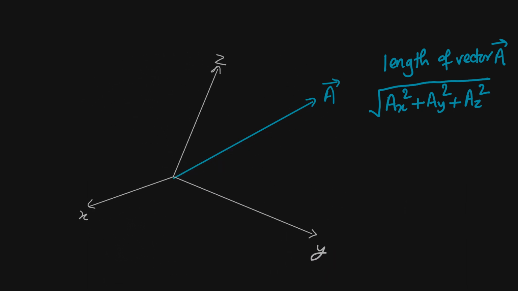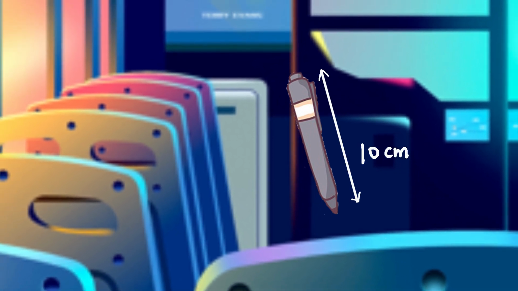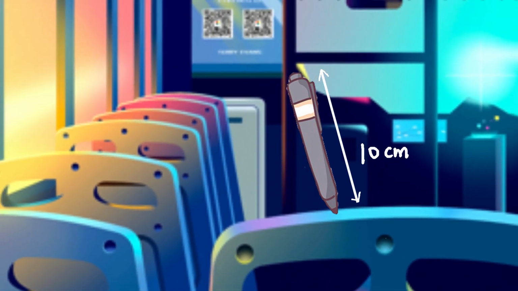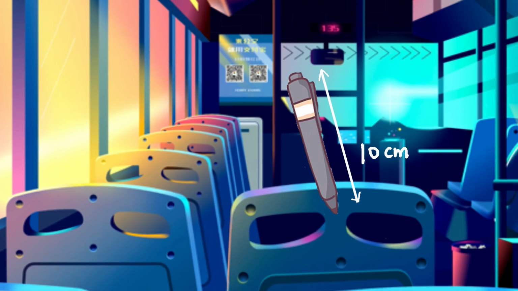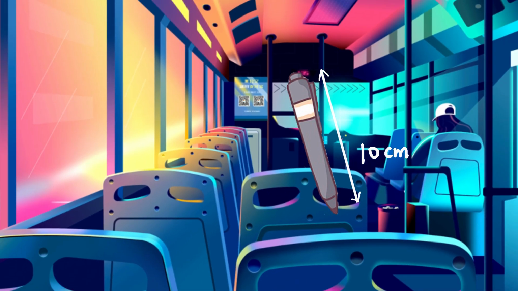Let me explain it a little further. If you're going in a bus or train and you measure the length of the pen that you used to write, you find the length is the same irrespective of whether the bus is moving or not.